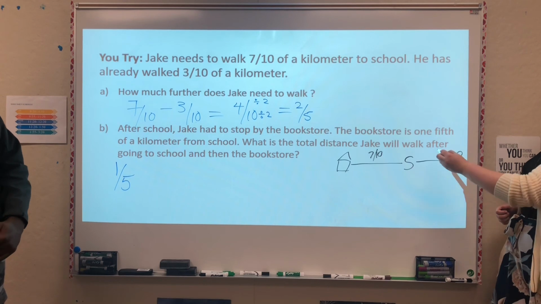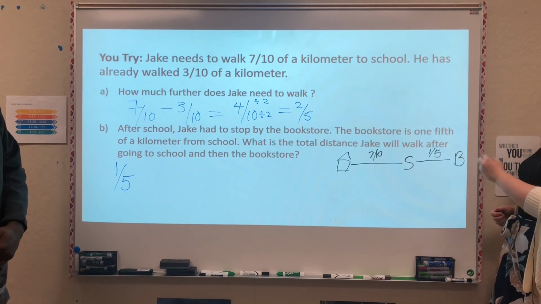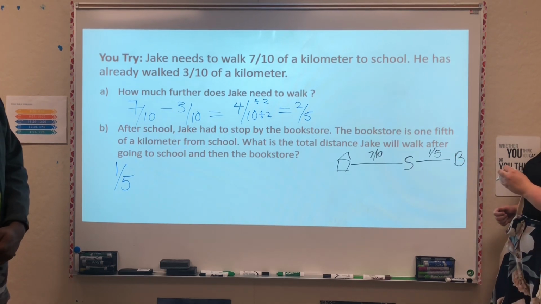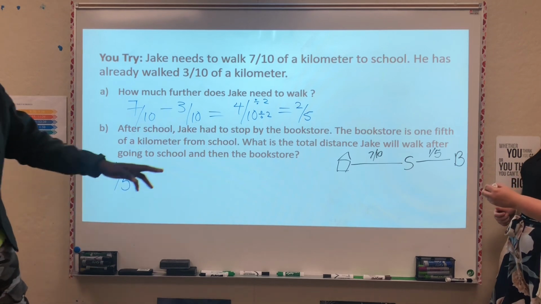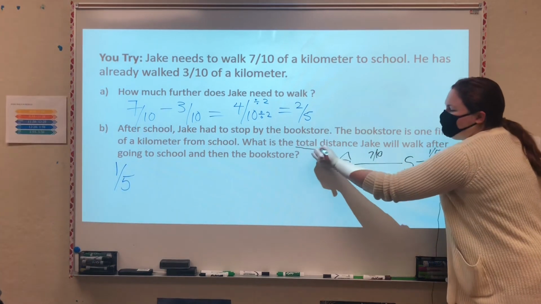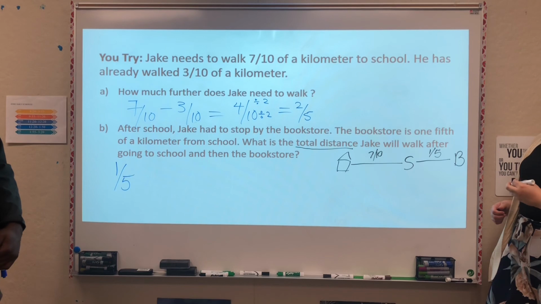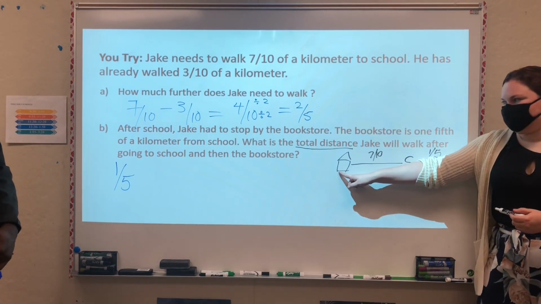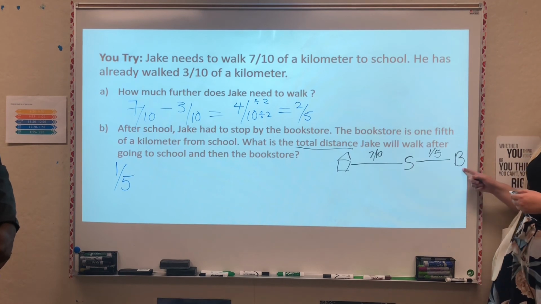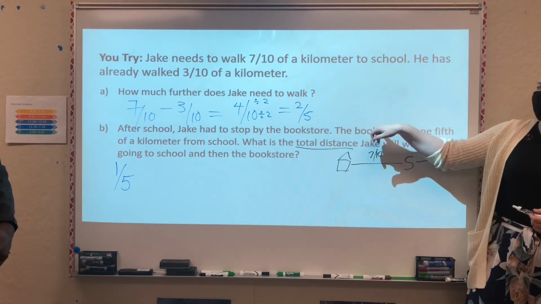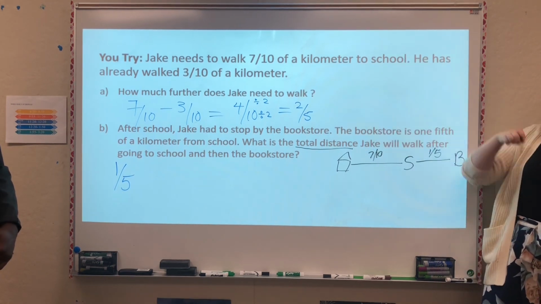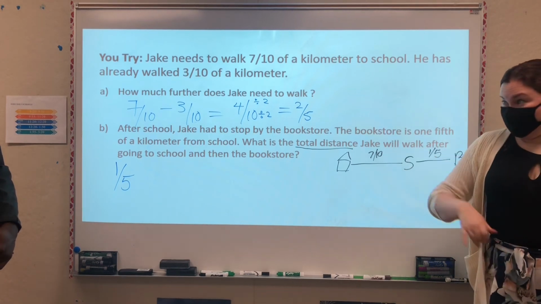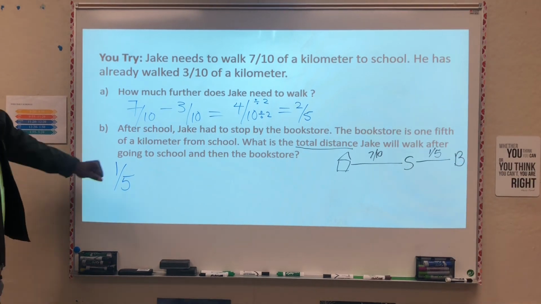And the question's asking for what? What is the total distance Jake will walk after going to the bookstore? Yeah. So we want to find the total distance of him going to school and the bookstore. For this second part, you had to pull some of the information from up here. So you're going to take over now. You're going to do the addition.